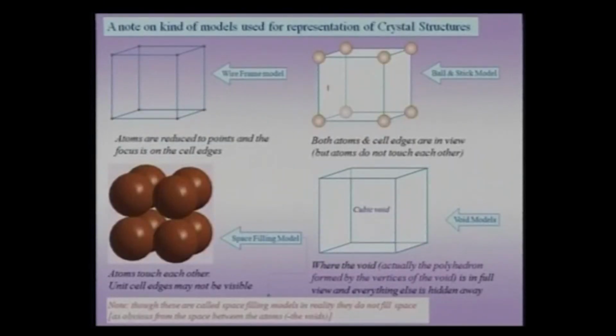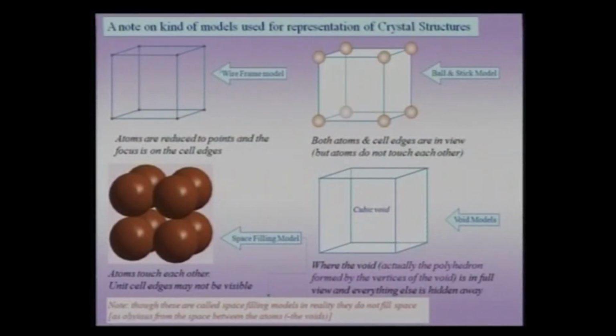Now I was talking about the models, and let us see what kind of models we typically use to represent crystal structures, because often in 3 dimensions it is very difficult to visualize crystal structures, and therefore we need to use multiple kinds of models to understand them. For instance, there are 4 kinds of models which are commonly used. The one on the left hand top side is called the wireframe model. In the wireframe model, you have the lattice points or the atoms shrunk to points.